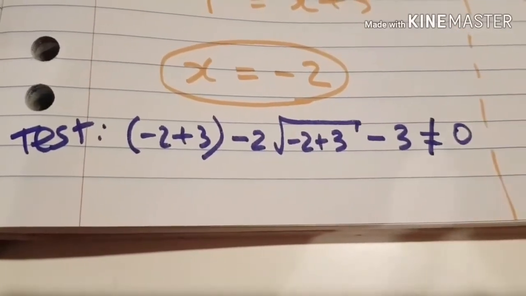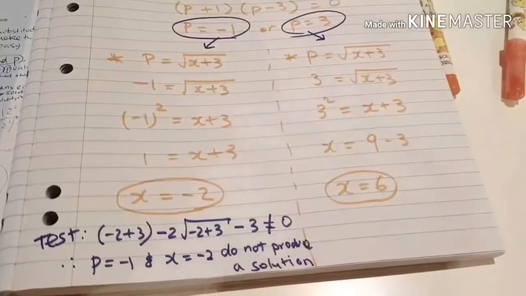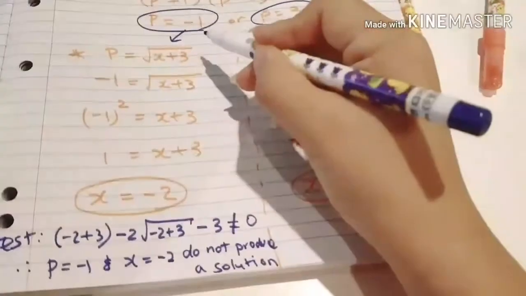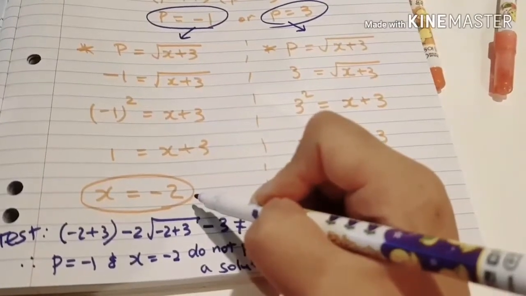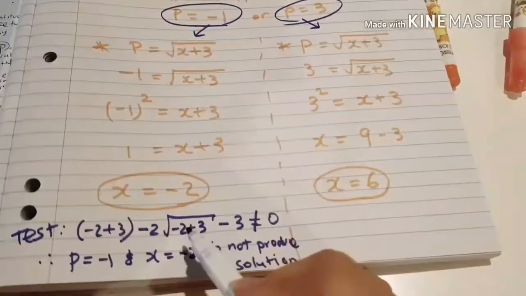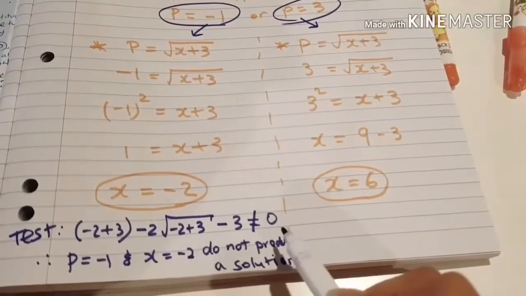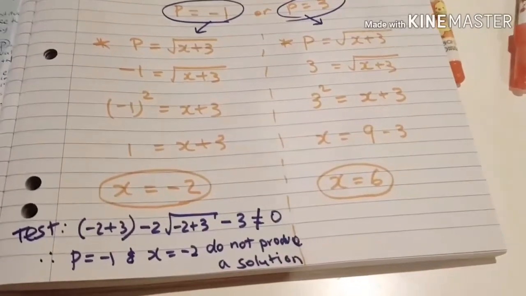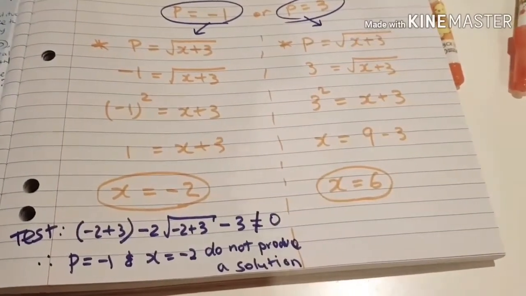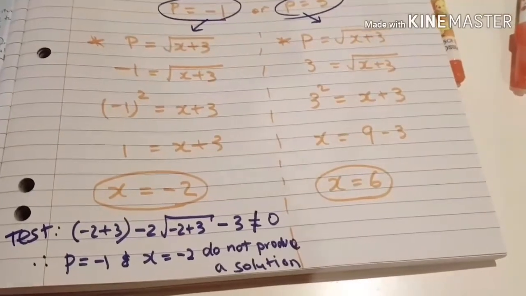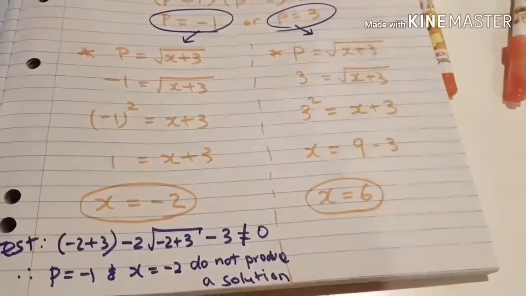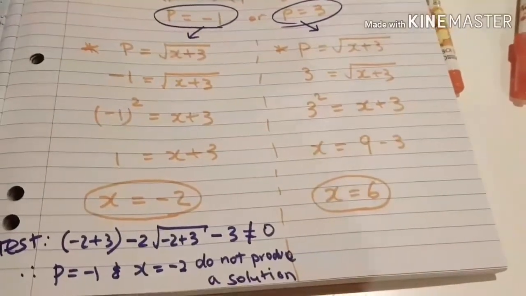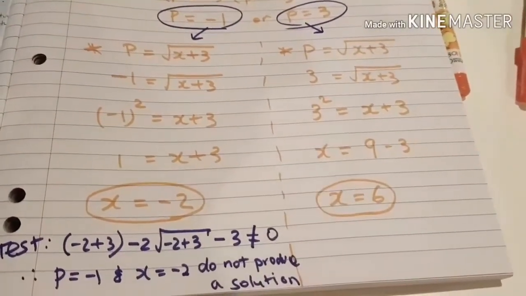So how you need to write the answer is like this. When p equals -1, my answer to that was x equals -2. When I substituted back into the equation, it wasn't 0. So therefore, when p and x are like these, they do not produce a solution. So it's not the answer. You have to write it down, and you have to show that you substituted and tested it.